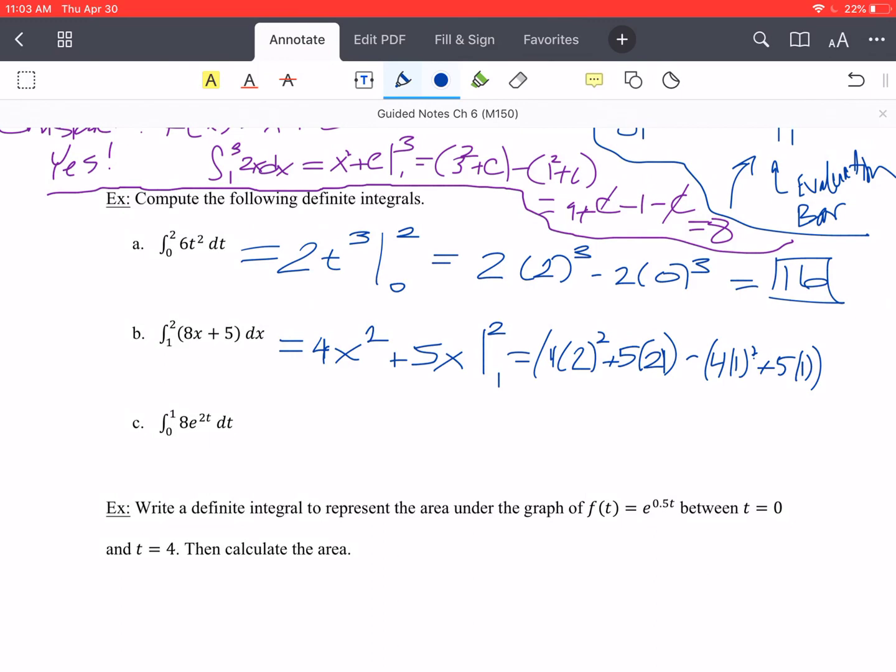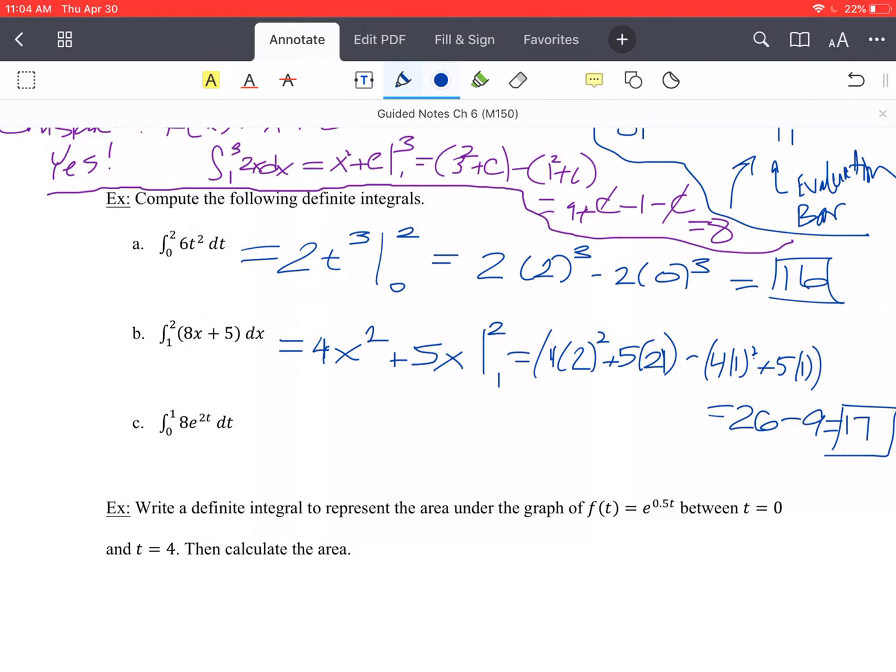Okay. The reason that these parentheses can be so important is because this negative here applies to both of those, not just one of them. And if you don't put the parentheses, sometimes you can apply it to the 4 but not to the 5, and then that ends up giving you a wrong answer. So let's see what we get here. So 4 times 4 is 16, plus 10 is 26. And then minus 4 plus 5 is 9. So we get 17.